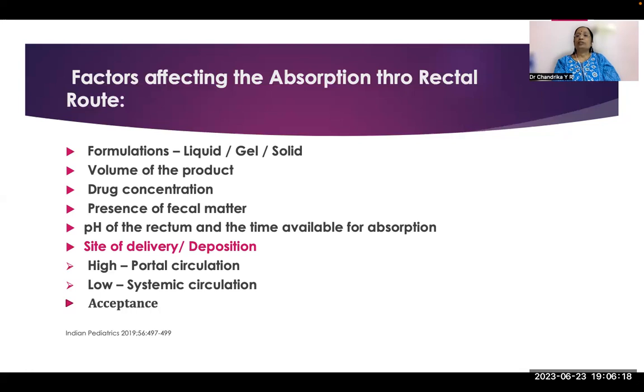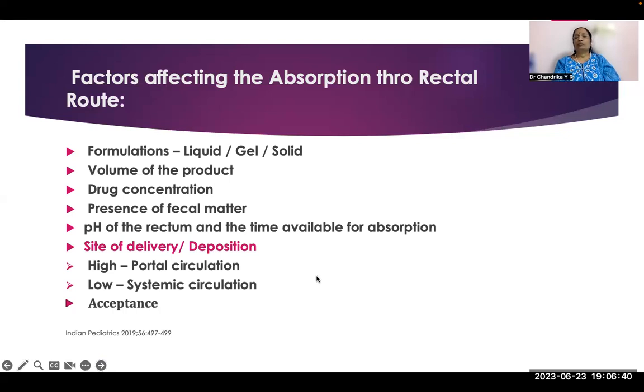The initial bolus dose will be more compared to other routes of administration. Again, the presence of fecal matter, the pH of the rectum, and the time available for absorption, all those factors will interfere with absorption through the rectal route. But the most important part is the site of delivery, or the site of deposition of the drug.